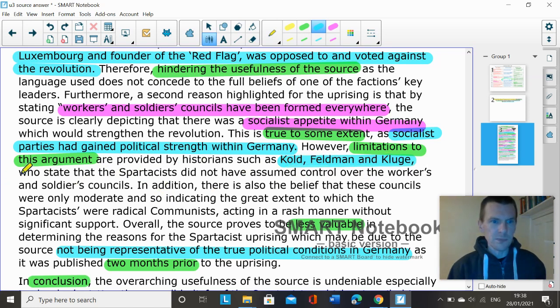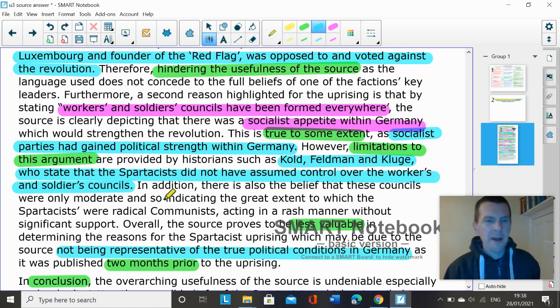So in other words, the Spartacists are again exaggerating the socialist appetite. There were workers and soldiers' councils everywhere, but the Spartacists did not have control of those and couldn't really speak for them. In addition, there is also the belief that these councils were only moderate. So this is the point that Kold, Feldman, and Kluger have made, that the councils were only moderate, and so when the Spartacists say, "Oh, there are councils everywhere," that shows that there's an appetite for this. Actually, the councils might have been everywhere, but that did not mean that they were in favour of communist uprisings.